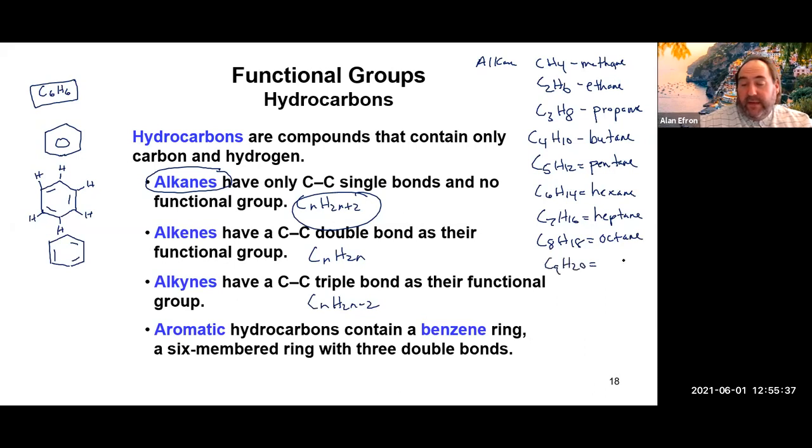C9H20 is nonane. And C10H22 is decane. You can see that they all end in -ane, just like alkane. These first 10 are really important to understand, their names and their formulas, because absolutely everything else that we name will be based off of these first 10 names. So it's really important to know those. Everything just goes back to those names.